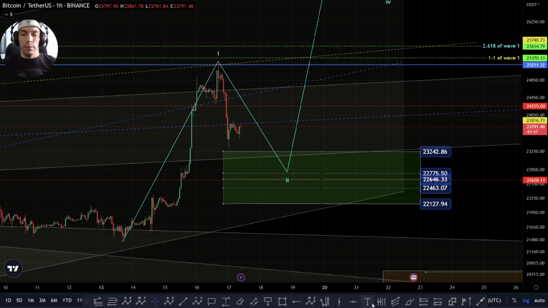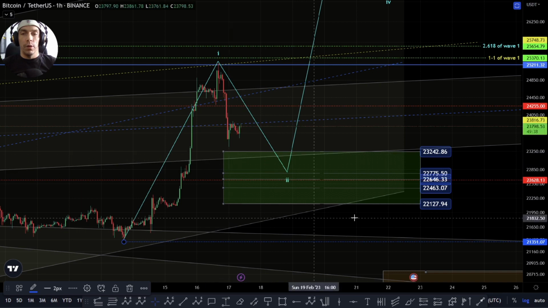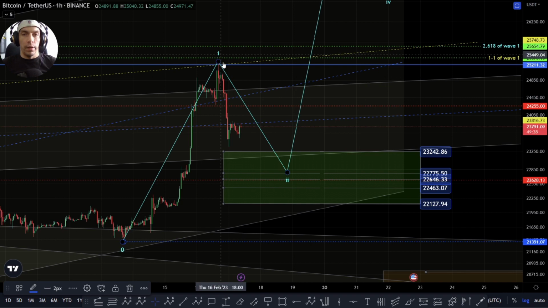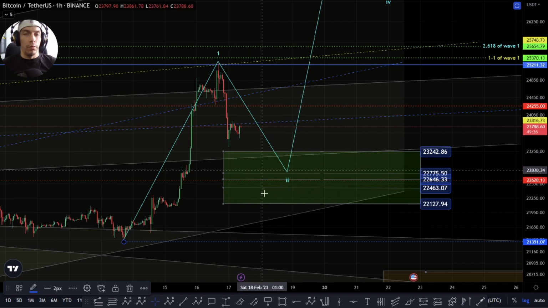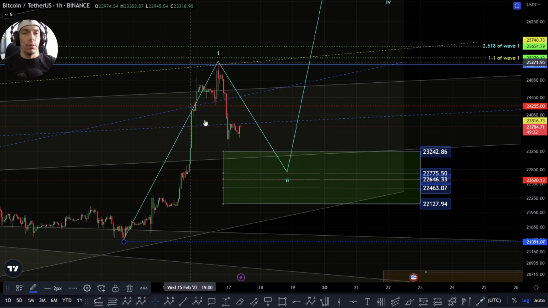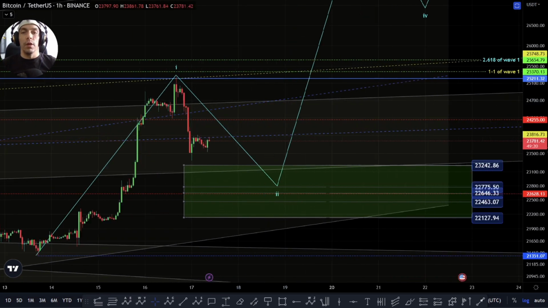There's a couple of possibilities here, and basically as long as we hold this low at 21,351, and as long as we hold the support box of 23,242 all the way down to this 22,127, if we start to break through this 22,127, it becomes less likely that we are looking for wave 2 here, and that actually we've completed, and we're looking for that deeper retracement. So we're going to go over that as well within the video, so make sure you stay tuned.